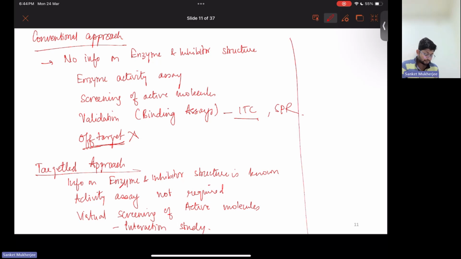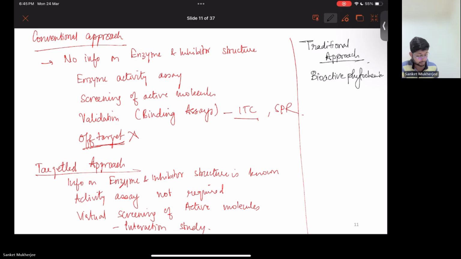So in the traditional approach, for example, we have things like bioactive phytochemicals. They inhibit malaria parasite propagation.